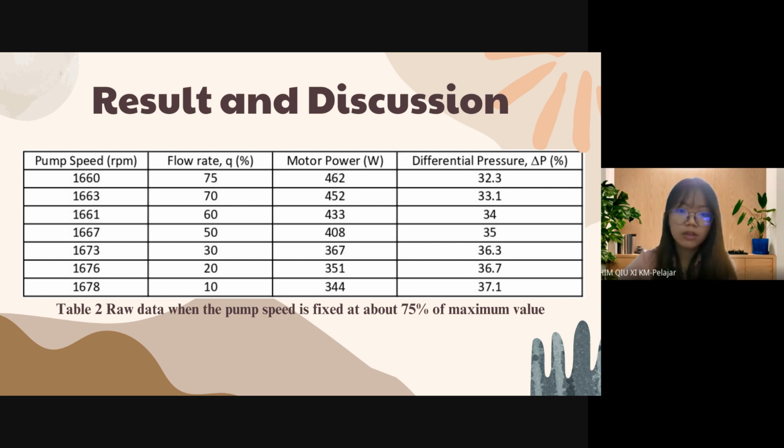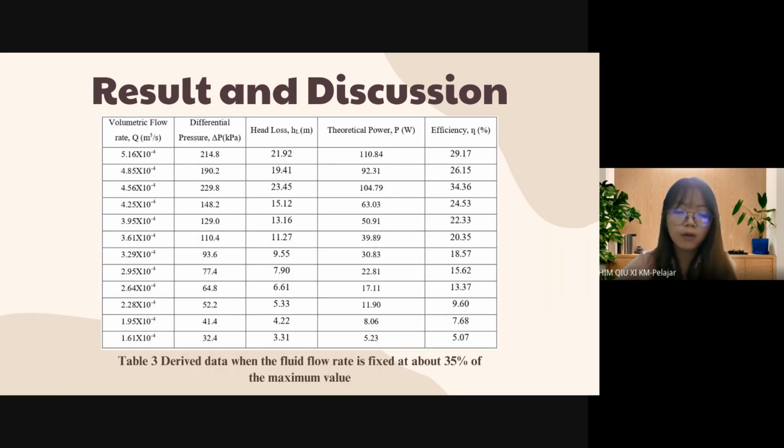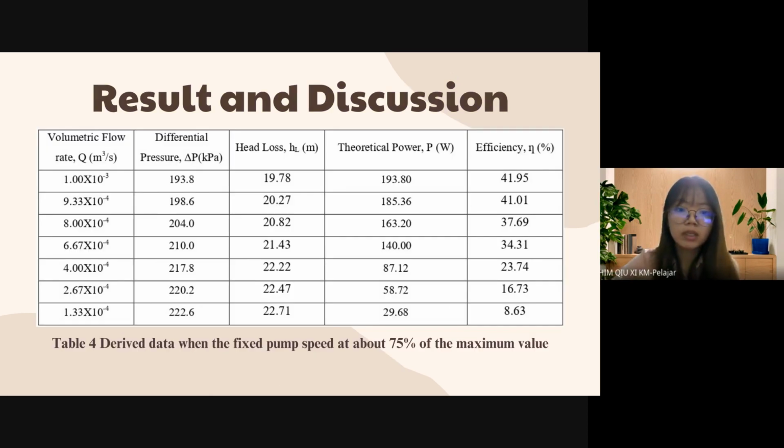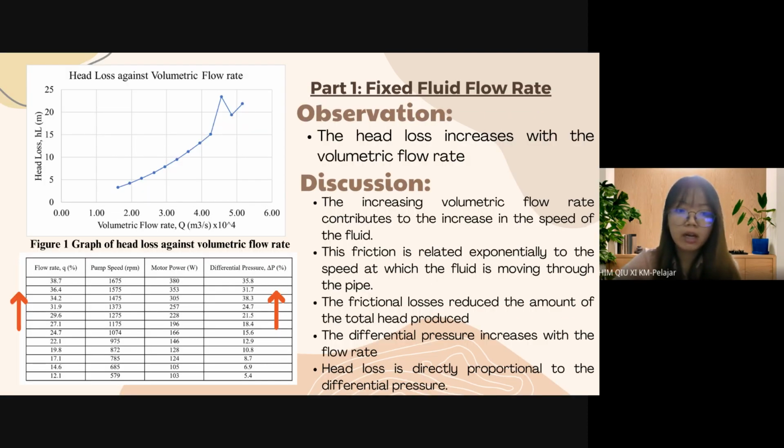And here is the raw data when the pump speed is fixed at about 75% of its maximum value. And here is the raw data when the fluid flow rate is fixed. And we calculate the head loss, theoretical power, and the pump efficiency from raw data table 1. And here is the derived data when the pump speed is fixed. And we calculate all the data from raw data table 2.